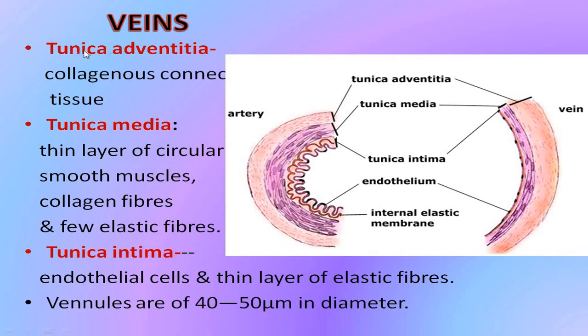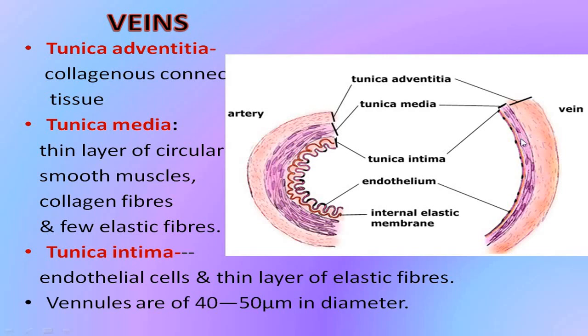Just like arteries, the walls of the veins are also made up of 3 layers. Tunica adventitia is the outermost layer. It is made up of collagenous connective tissue, or connective tissue that is rich in collagen fibers. Middle one is tunica media. It is also made up of a layer of circular smooth muscles, which also have some collagen fibers and some elastic fibers.